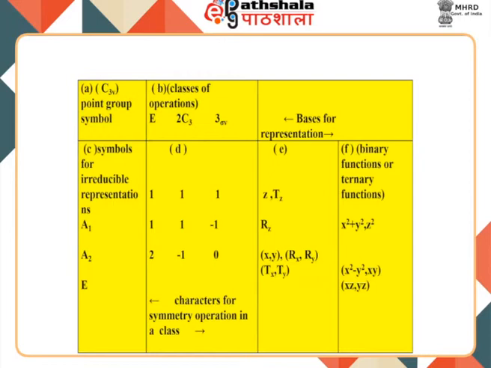Section E gives the basis set, either x, y, z as the basis, or Rx, Ry, Rz as the basis, or Tx, Ty, Tz as the basis. Section F gives the binary functions or ternary functions as the basis for representation. These can be x squared plus y squared, x squared minus y squared, xy, xz, yz. So, this is the correct table.